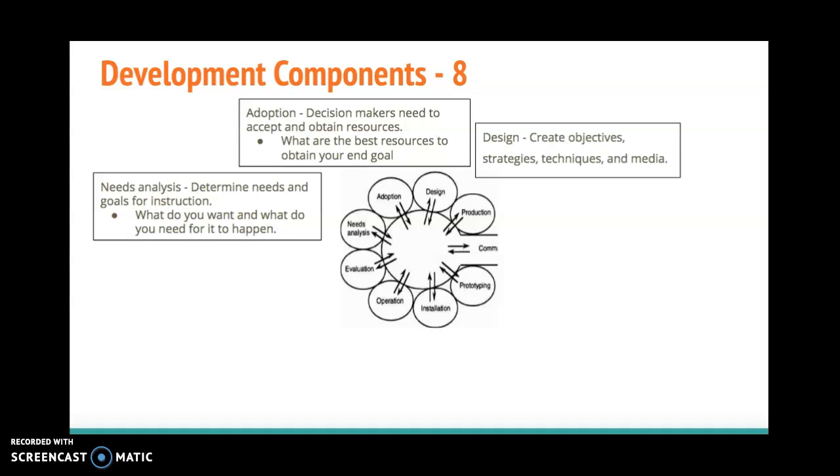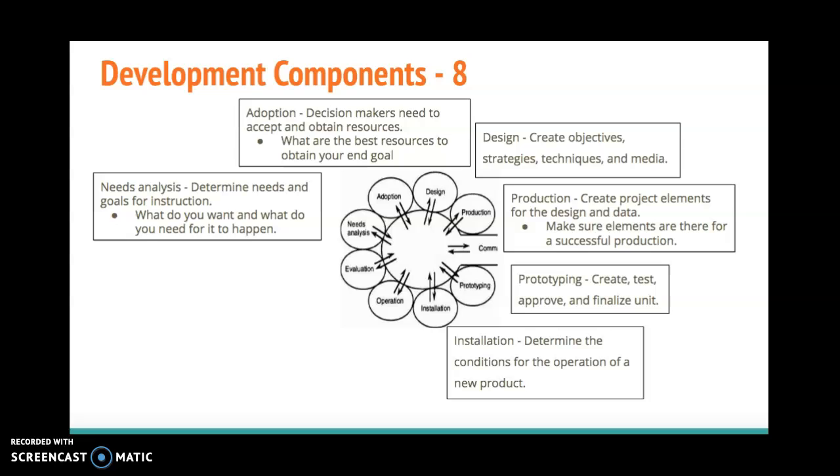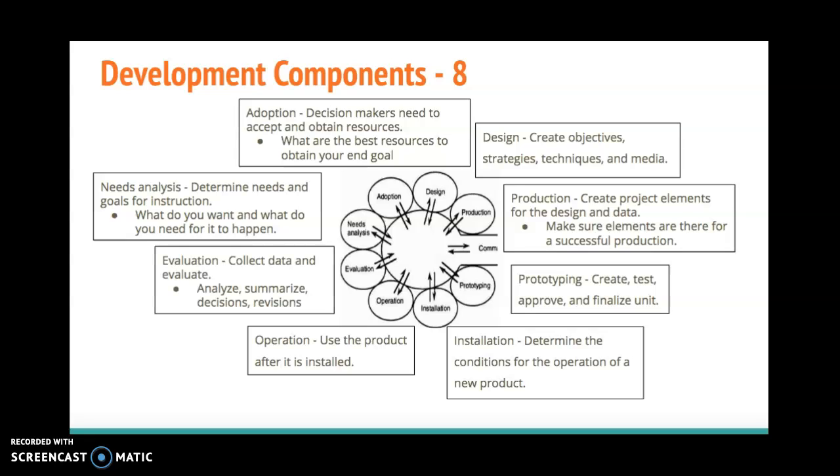Design. Create objectives, strategies, techniques, and media. Production. Create project elements for the design and data. Make sure elements are there for a successful production. Prototyping. Create, test, approve, and finalize unit. Installation. Determine the conditions for the operation of a new product. Operation. Use the product after it is installed. Evaluation. Collect data and evaluate. Analyze, summarize, make decisions, and make revisions.